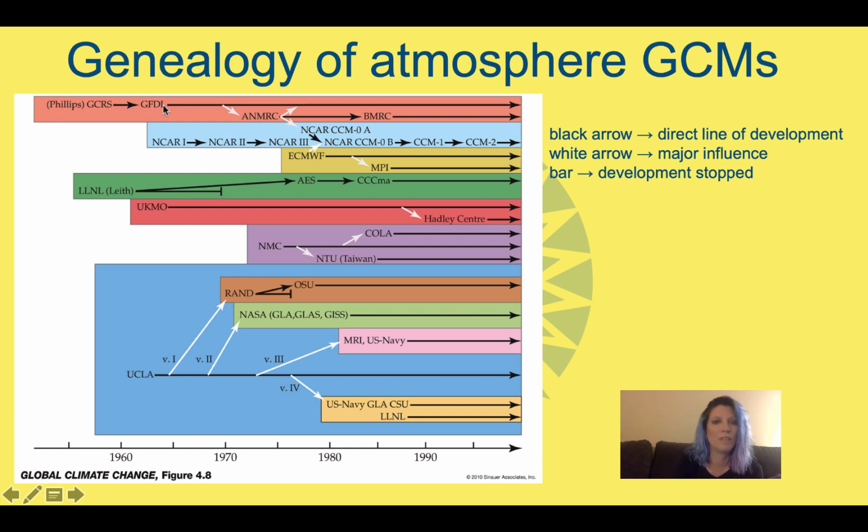So, this GFDL model is going to influence the ANMRC model, but then that output's actually going to go back and influence the GFDL model again. And then a bar like right here or right here is going to be basically when it stopped development. Okay, so you can see how this UCLA actually influenced NASA's model, also the Navy models, some other things here, the RAND model, and then that influenced or led into the OSU model. So all these models are kind of like influencing each other and kind of helping each other out.